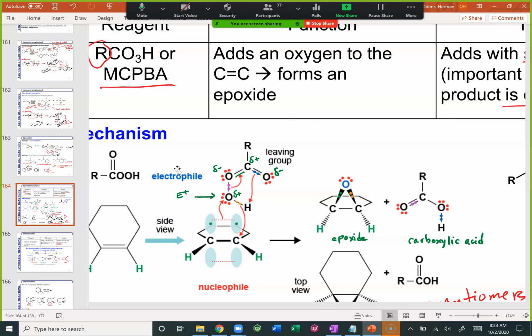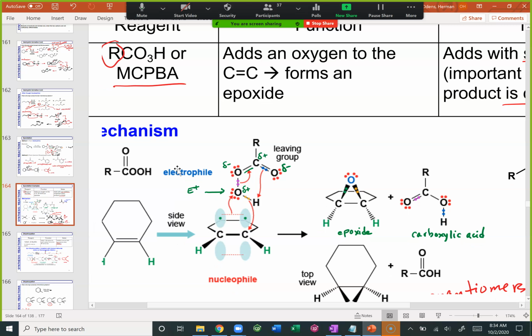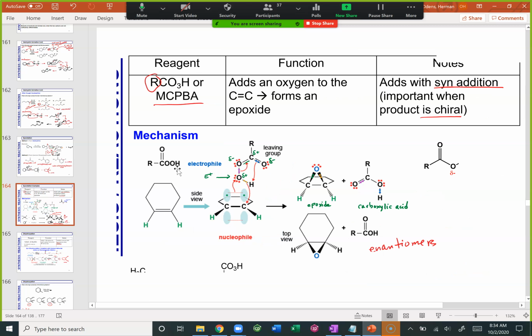An epoxide is a three-membered ring with an oxygen in it: 2 carbons, 1 oxygen. That is an epoxide or oxirane. Those are the 2 names for that. So this is mechanism number what? 6.